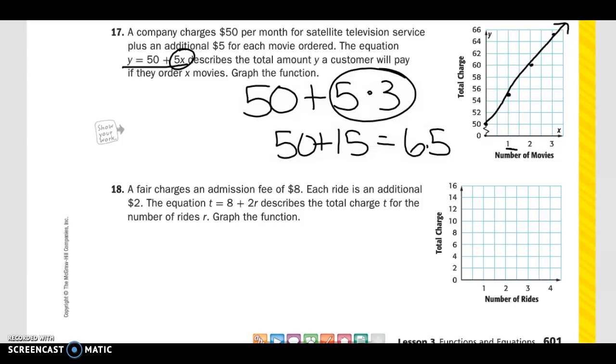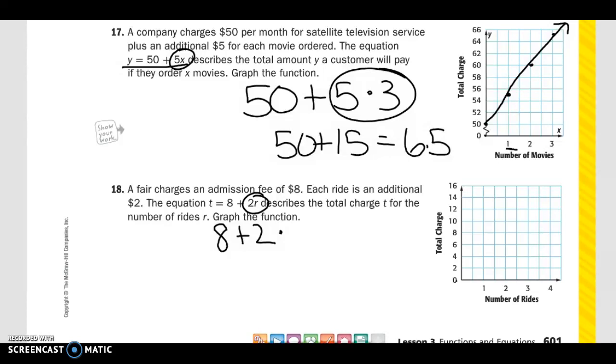Number 18, a fair charges an admission fee of $8. Each ride is an additional 2. So the equation t equals 8 plus 2r describes the total charge t for the number of rides r. They already have the equation for us, so all we're going to do is graph it. We are going to start with 0, just in case you decide to write 0 rides. So we have 8 plus 2 times, remember, 2r means we're going to be multiplying.